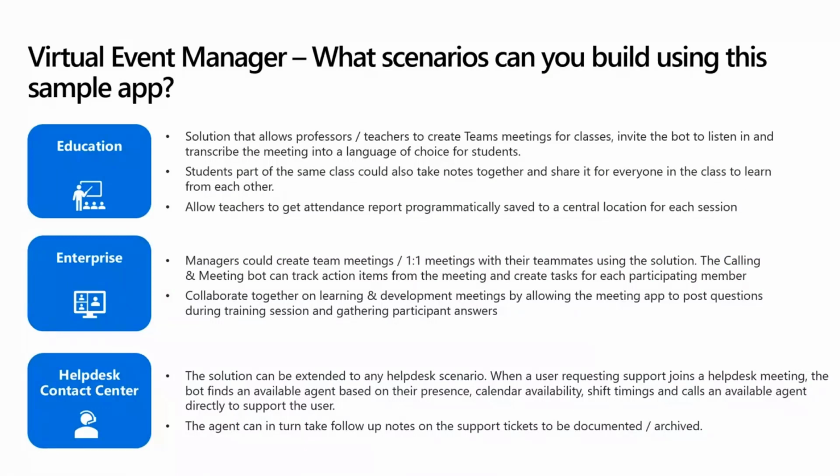In terms of help desk and contact center, this is another area where a calling and meeting bot would be vital. Imagine any contact center scenario. When someone raises a support request, it gets assigned to an available agent. The app that we currently have calls the attendees that are explicitly mentioned. You can customize it such that when a support request comes through, the bot looks up a set of agents in a database, identifies who's available based on their presence or shift timings or calendar availability, and then calls an agent who is currently available who can answer that particular request.